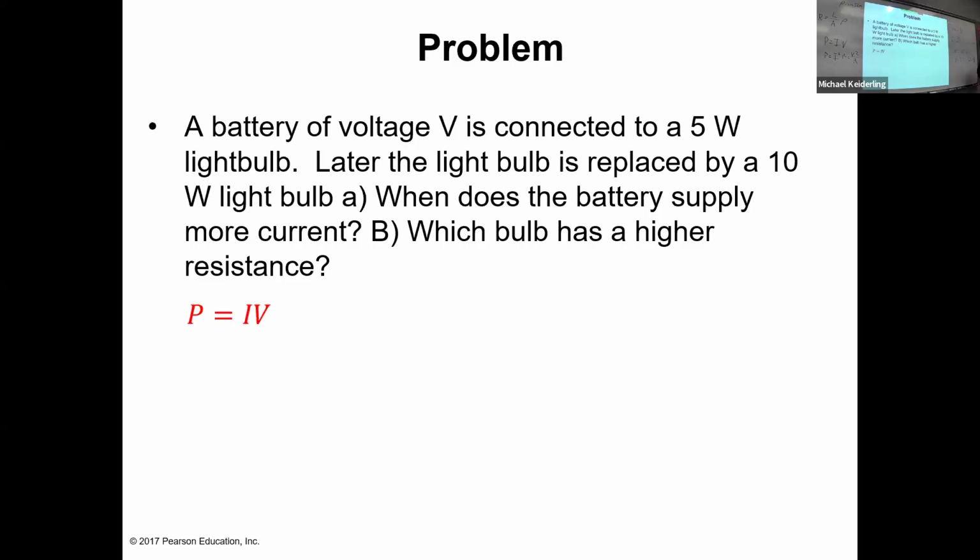So power equals current times voltage. That means current is power over voltage. So the current for the 5-watt light bulb is 5 watts divided by V. The current for the 10-watt light bulb is 10 watts divided by V, which is 2 times the current for the 5-watt light bulb. So the 10-watt light bulb has the higher current.